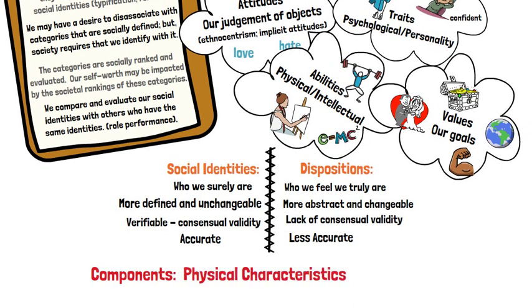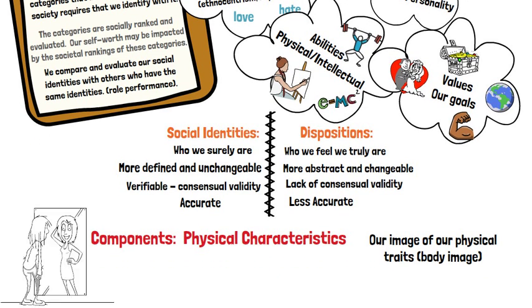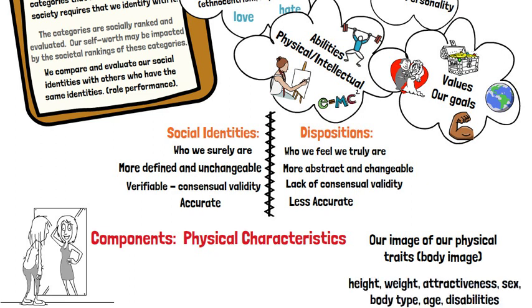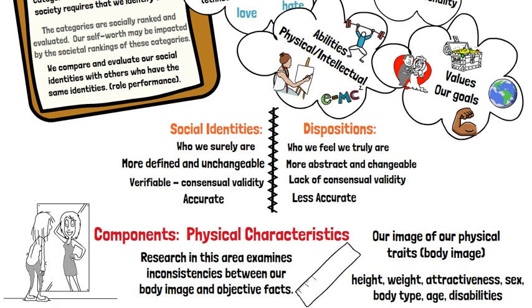The last component of the extant self are our physical characteristics, and this is our image of our physical traits, our body image. It can include our height, weight, attractiveness, sex, body type, age, disabilities. When we look at research in this area, it examines the inconsistencies between our body image and objective facts. For example, my objective height is 5'1", but my body image tells me I'm 6'4".